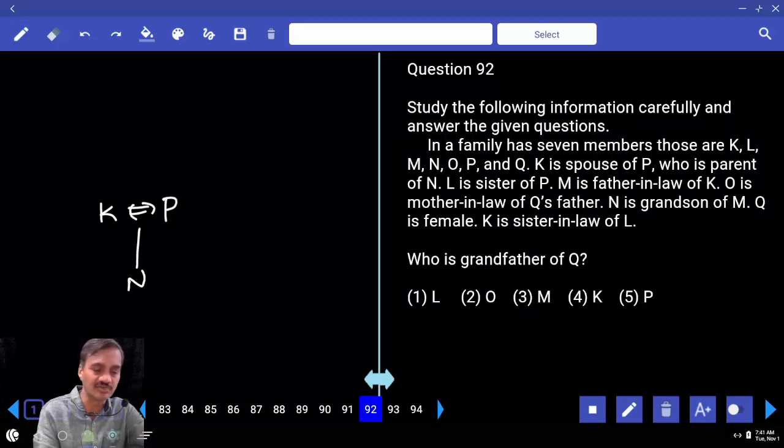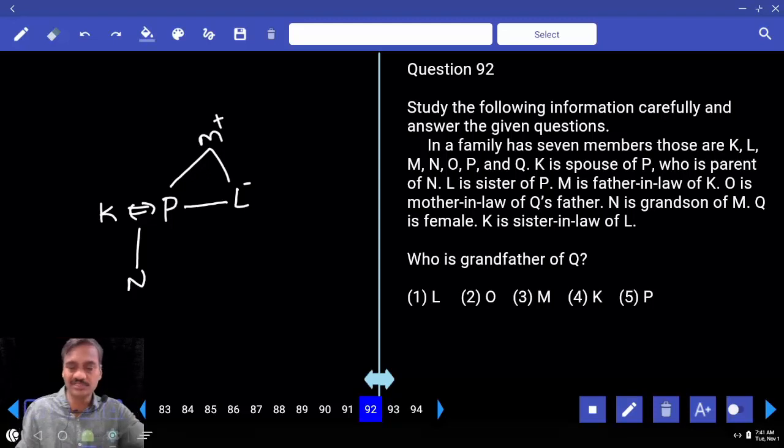L is the sister of P. L is the sister of P, L is here. And M is the father-in-law of K. M is the father-in-law of K means this M is the father of these two persons, P and L. And O is the mother-in-law of Q's father. O is the mother-in-law of Q's father.